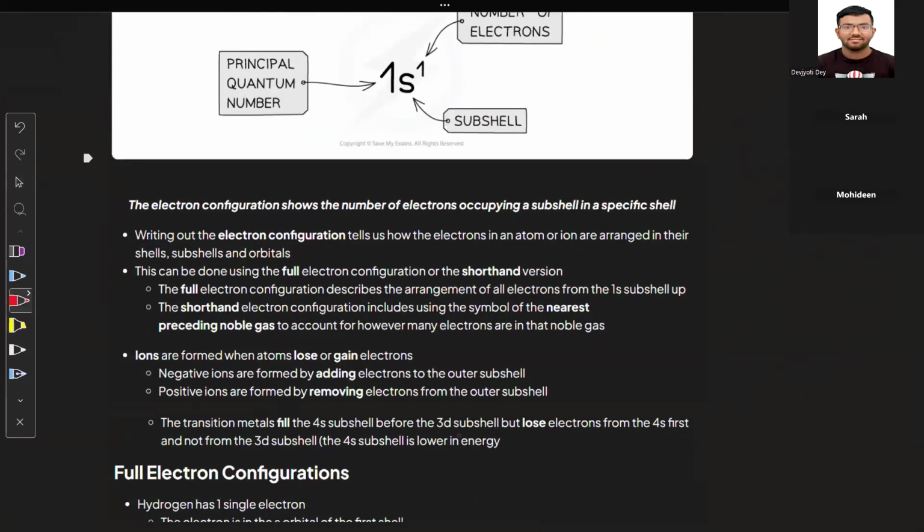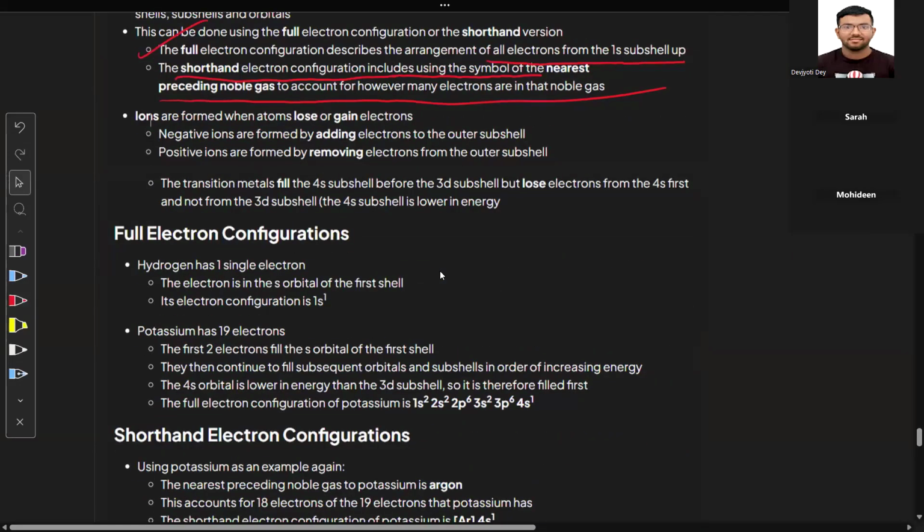All right. So this is what happens. Another thing: the full electronic configuration describes the arrangement of all the electrons from the 1s subshell up. The shorthand electronic configuration uses the symbol of the nearest preceding noble gas to account for however many electrons are in that noble gas. Okay, let me give you an example.